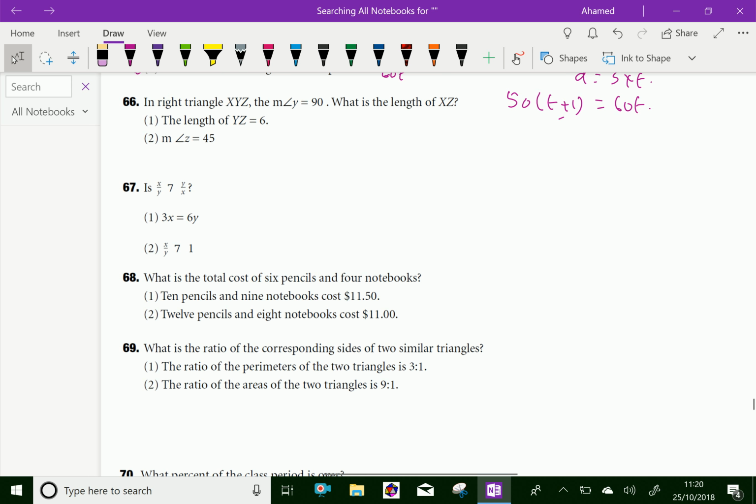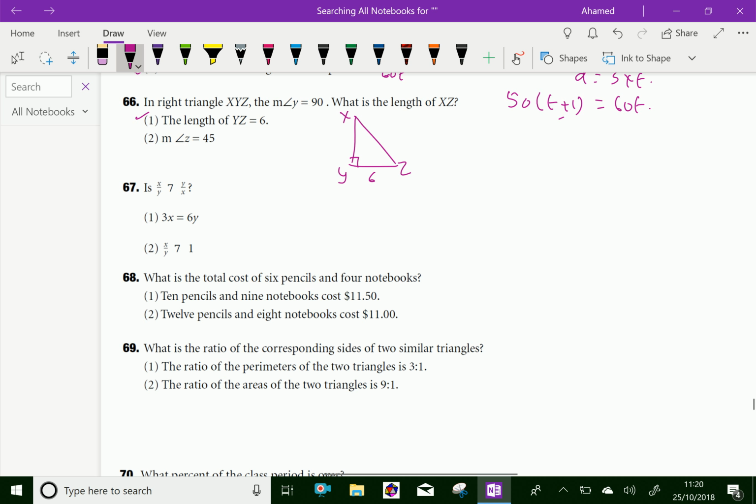Next question. In right triangle XYZ, angle Y equals 90 degrees. What is the length of XZ? Here let us draw the 90 degree triangle. This is 90, that is Y, and let it be here X and Z. The first statement gives the length of YZ is 6. From the first statement we cannot find the value of XZ, since we need one more side.